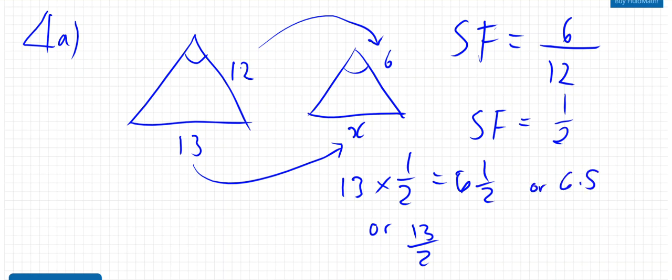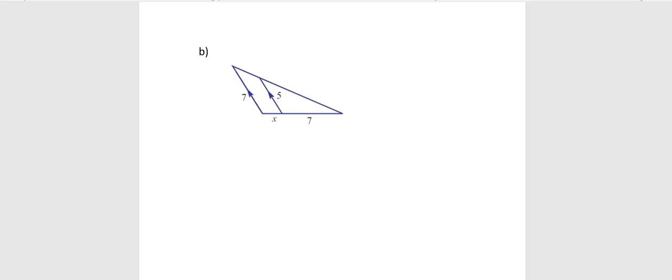If the question doesn't specify, you can leave it either way, either fraction or decimal. So just state your answer, x is equal to 6.5. Okay, here's our next question.